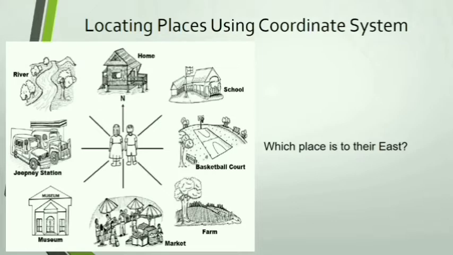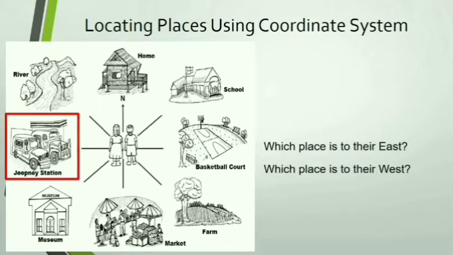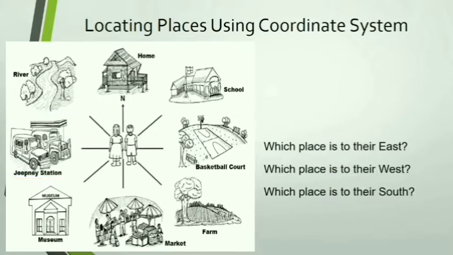Which place is to their east? That's correct. The basketball court. How about which place is to their west? Right. Jeepney station. How about the place to their south? Their south is market.